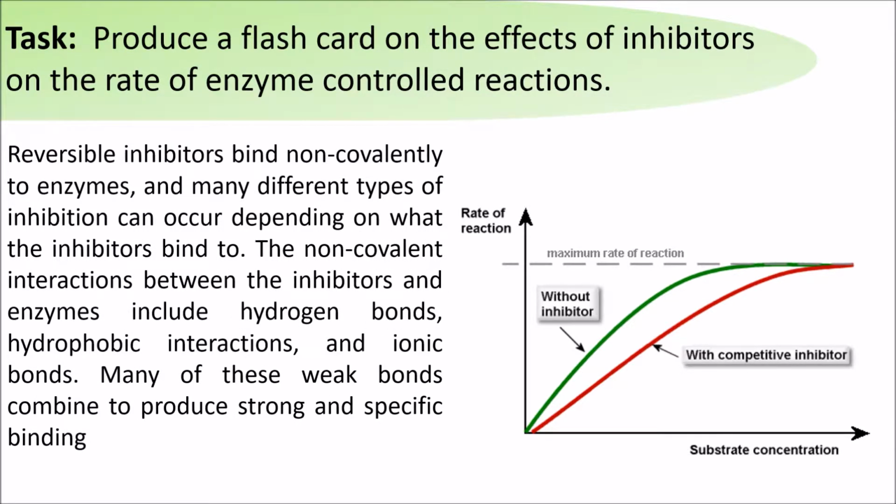Reversible inhibitors bind non-covalently to enzymes, and many different types of inhibition can occur depending on what the inhibitors bind to. The non-covalent interactions between the inhibitors and the enzymes include hydrogen bonds, hydrophobic interactions, and ionic bonds. Many of these weak bonds combine to produce strong specific binding.